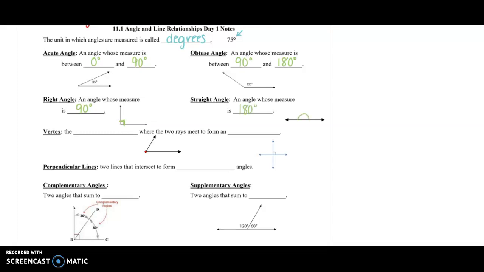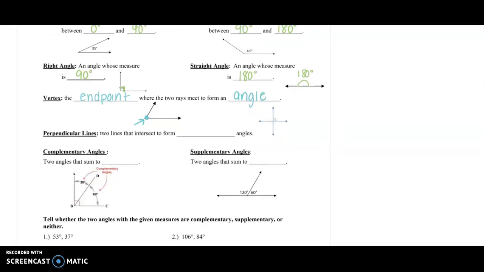Okay, it's going to be a straight line, so all the way across is 180 degrees. Now we have the vertex, and again, we had already mentioned this up above, but I'll say it again. This is the end point where the 2 rays meet to form an angle.